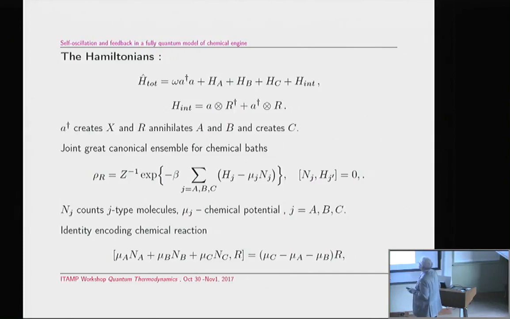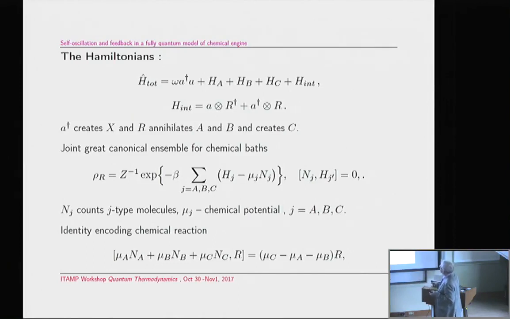Okay, so now we come to the theoretical description of this model. So we have a Hamiltonian, which is a sum of the Hamiltonian for the oscillator, for the piston, three Hamiltonians for reservoirs containing molecules of type A, B, C, and the interaction. The interaction is constructed in such a way that, for example, the second term describes the creation of X, of this phonon, say, of our oscillator, and R can be quite a complicated operator, but generally it acts like an annihilation operator for A and B and creation of C. So another term describes the reversed process.